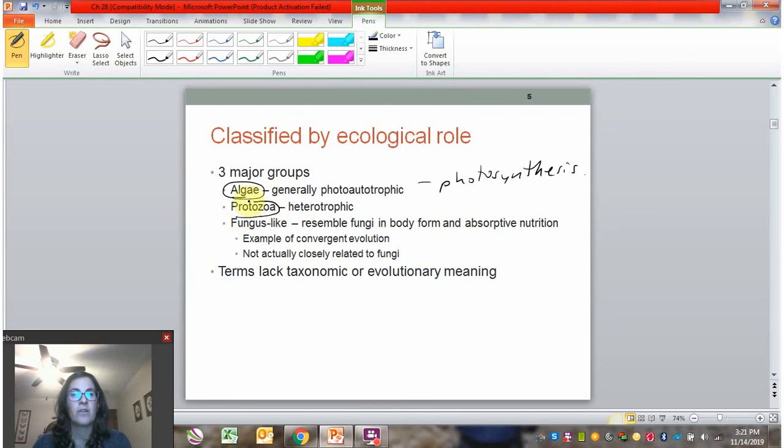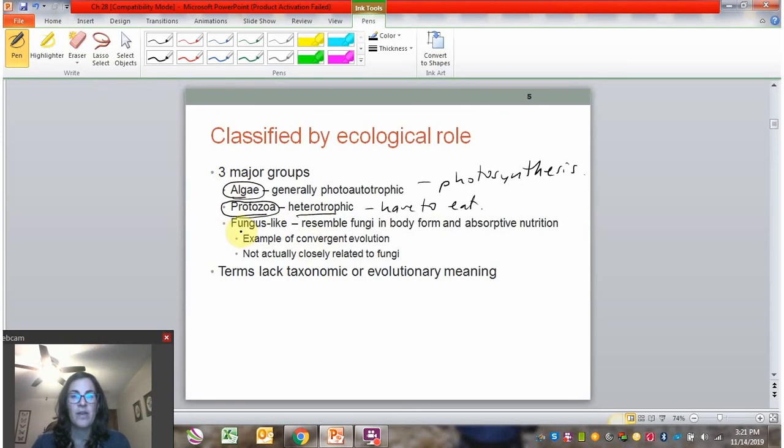Another term here is protozoans, or the protozoa. Protozoa are heterotrophic. That means they have to eat other things. So some protists are eating the algae, for example.